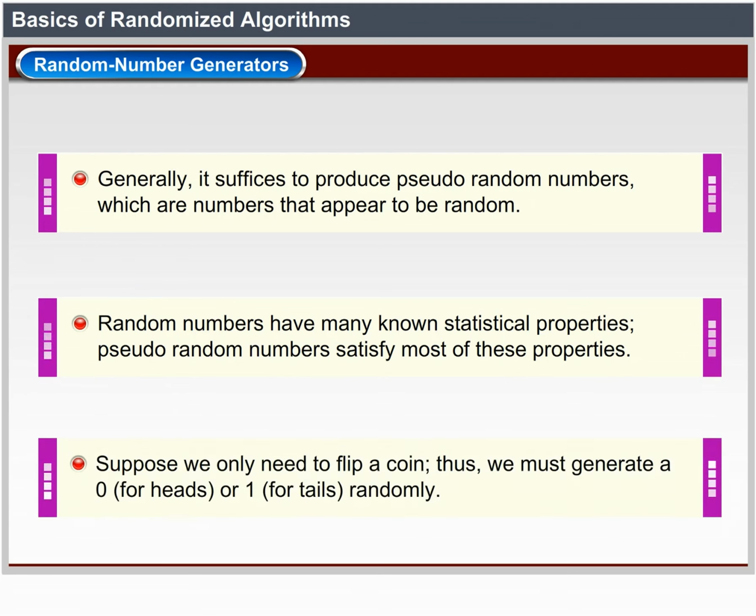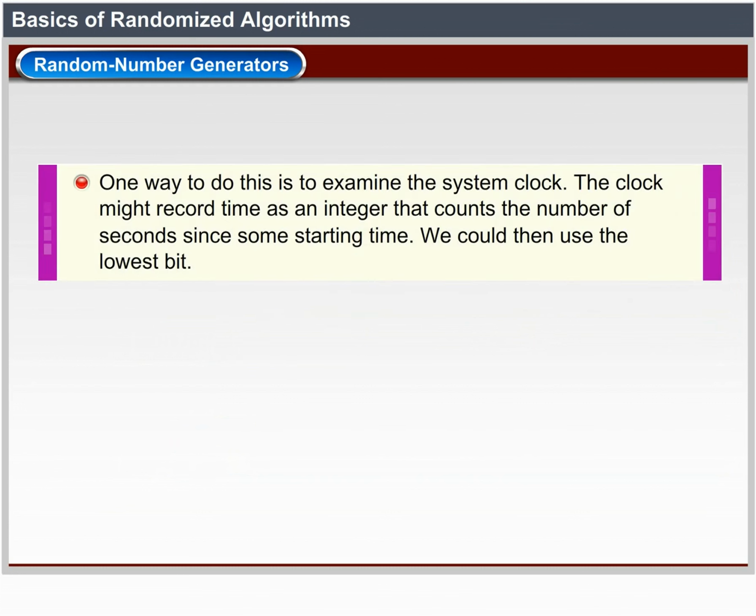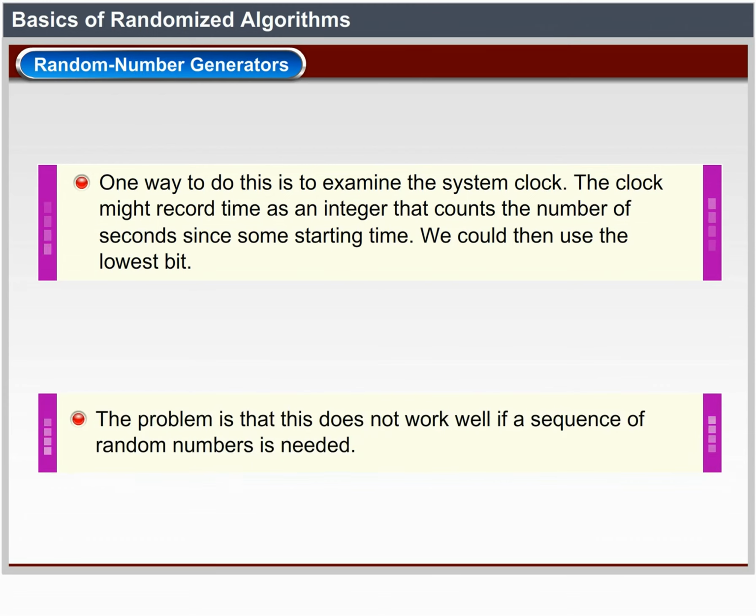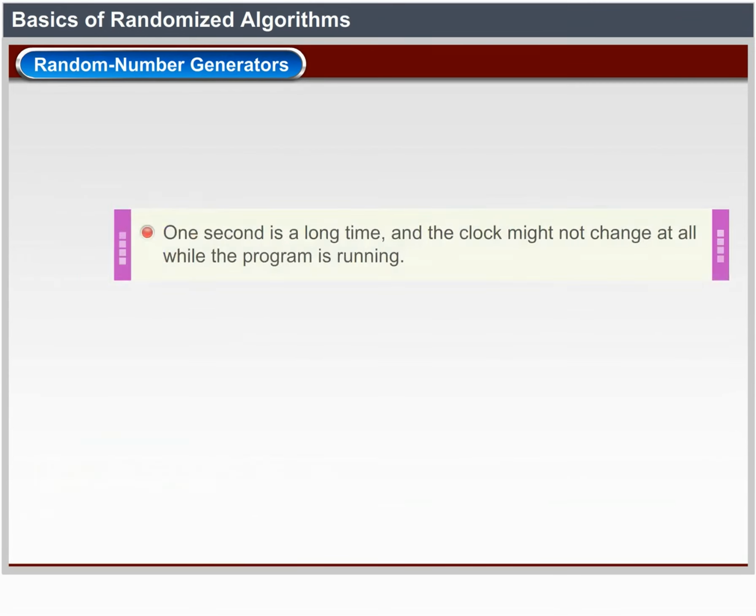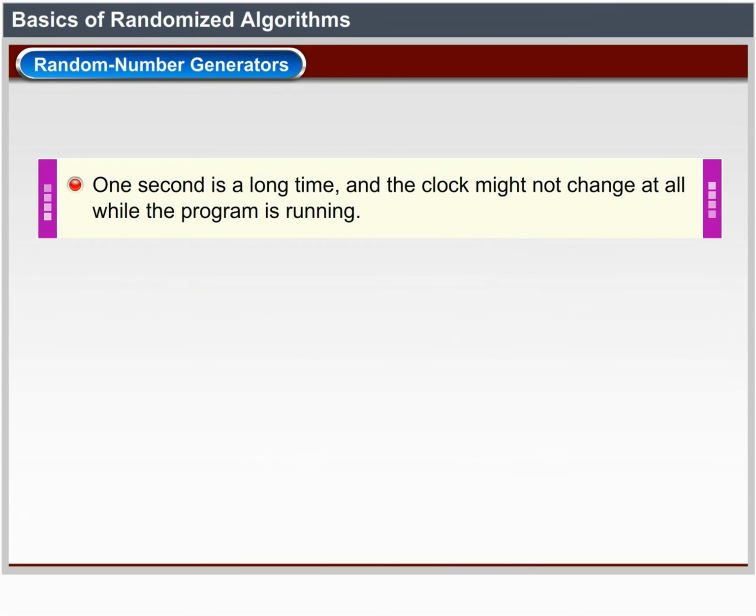Suppose we only need to flip a coin, thus we must generate a 0 for heads or 1 for tails randomly. One way to do this is to examine the system clock. The clock might record time as an integer that counts the number of seconds since some starting time. We would then use the lowest bit. The problem is that this does not work well if a sequence of random numbers is needed. One second is a long time and the clock might not change at all while the program is running.